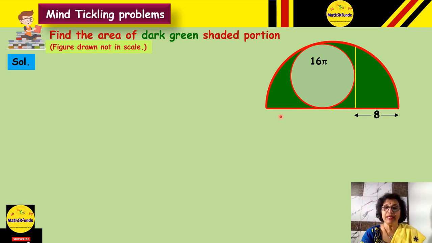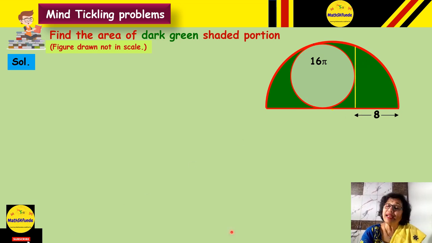Now today's problem is that there is one semicircle, and one circle is inscribed in it. The area of this inscribed circle is 16 pi. There is a tangent drawn to this circle, and the distance between the tangent and the end of the diameter is 8 units. No other information is given beyond this, and we have to get the area of this dark green shaded portion.